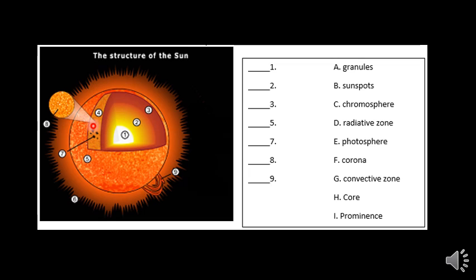Number 7 over here, these will be your sunspots. They cycle about every 11 years as a sunspot cycle. And then the little bitty areas in here, these are granulations. Granulations are the areas of the sun that give it that mottled appearance.